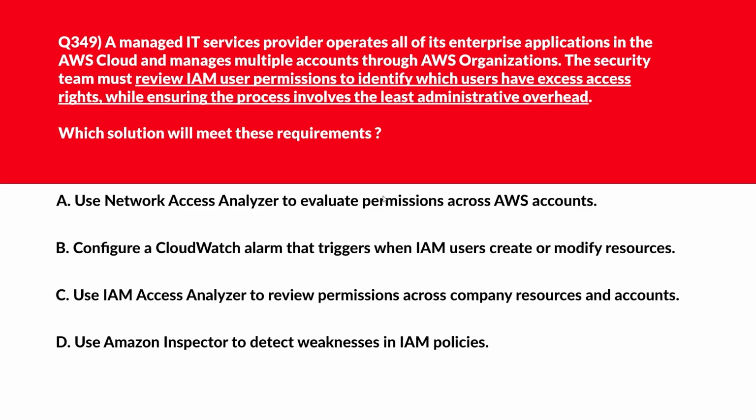Now let's look at this. We want to review IAM user permissions to identify which users have access rights while ensuring the process involves least admin overhead. Option A, Network Access Analyzer focuses on network connectivity, not IAM user permissions. Option B, CloudWatch Alarms monitor activity but do not provide a full permission review.